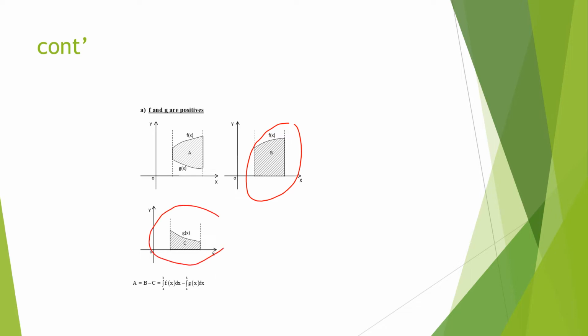So the area included between f and g is equal to the integral from a to b of f(x) minus the integral from a to b of g(x). The reason why we are taking f(x) minus g(x) is because f(x) is the upper curve of this shaded region and g(x) is the lower curve of this shaded region. So the difference will give you the area included between f(x) and g(x).